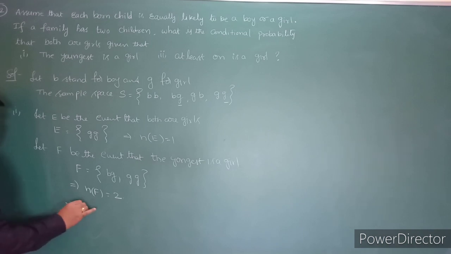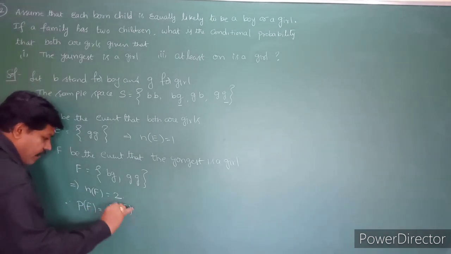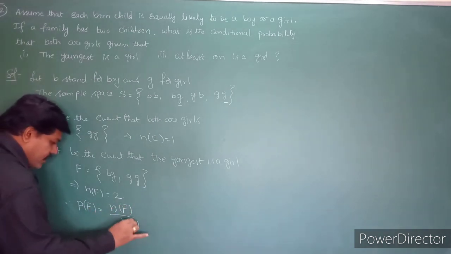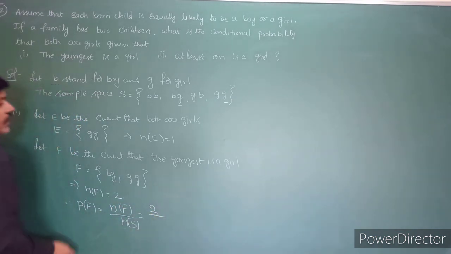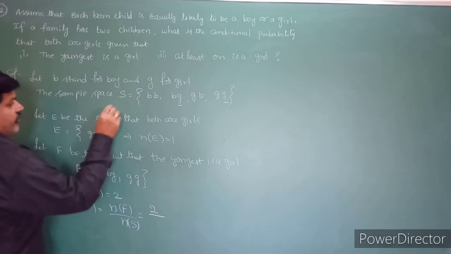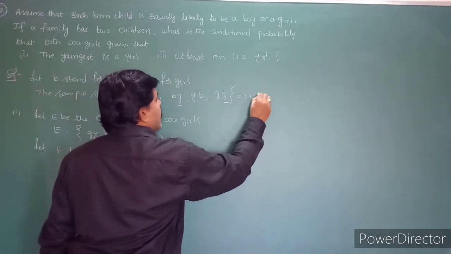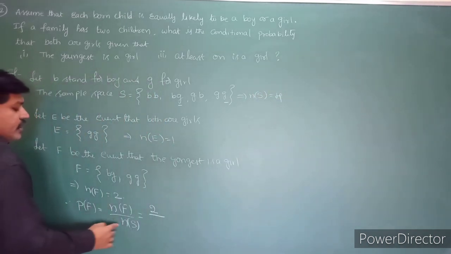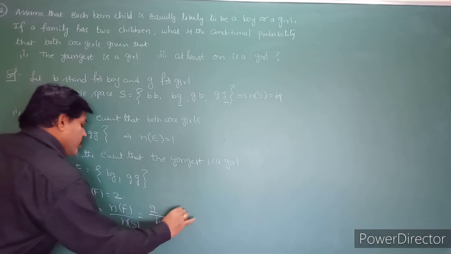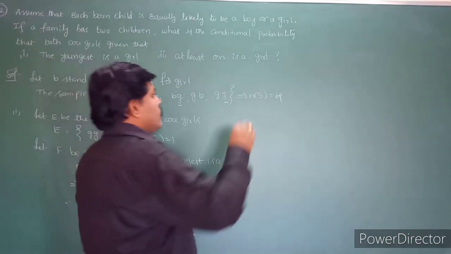Therefore, the probability of F is equal to N of F by N of S. N of F is 2, and N of S is 4. So N of F by N of S is nothing but 2 by 4, so it will become 1 by 2.